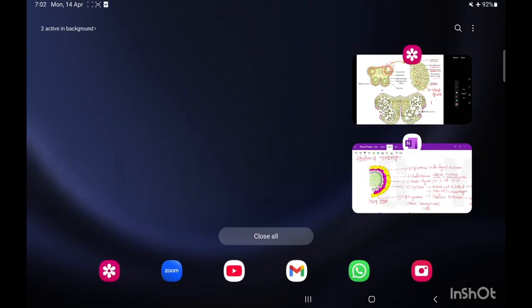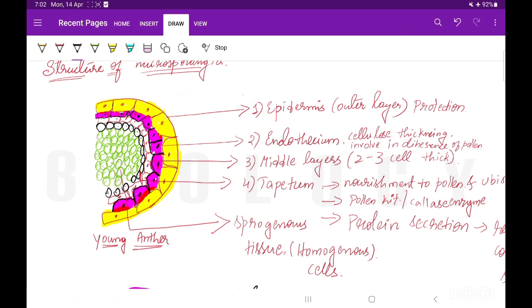For in-detail understanding, I have drawn here a young anther. This is the structure of a young anther. The outer layer is the epidermis. Epidermis we easily understand, it's the outer layer which is protective in function. Next is the endothecium, whose cells have cellulose thickening. They are thick walls involved in dehiscence of pollen. When the pollen grain is matured and ready for dehiscence, this endothecium helps in dehiscence.